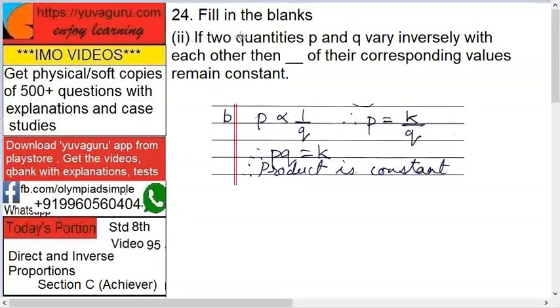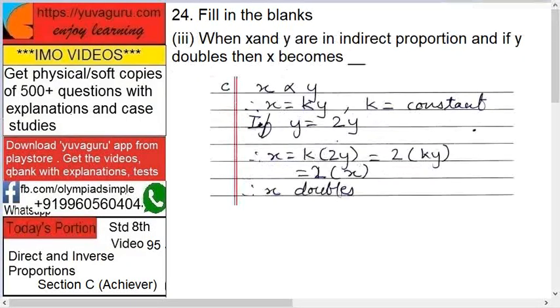Next, if two quantities P and Q vary inversely with each other, then dash of the corresponding values remains constant. Here inversely means what? P is inversely proportional to Q. So Q is in the denominator, P is in the numerator. So that's why P equals K upon Q. So PQ equals K. K is what? Constant. So their product is always constant. So here the answer will be product.